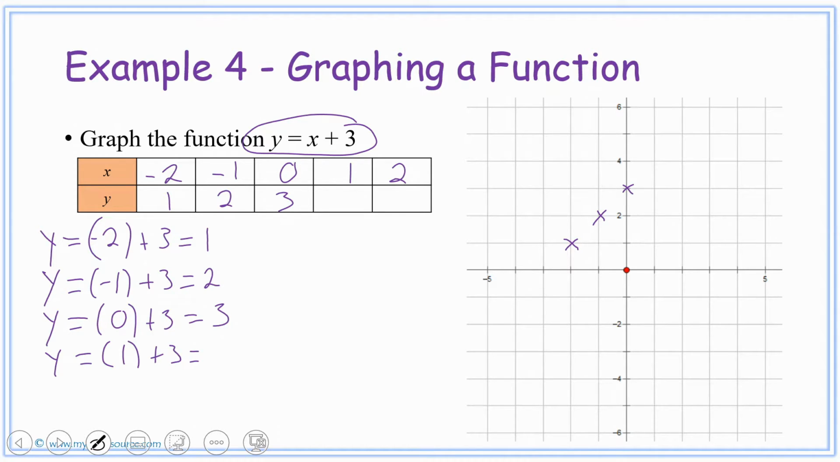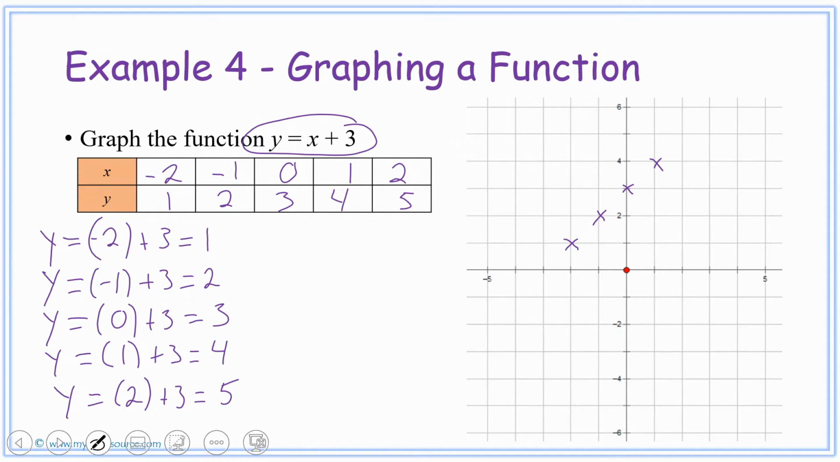And so 1 plus 3 is 4. And so we have here, if we put that into the table, x equals 1, y equals 4, and so they meet right there. And then the last one, if we substitute that into the equation, we have 2 plus 3, and that will give us 5.